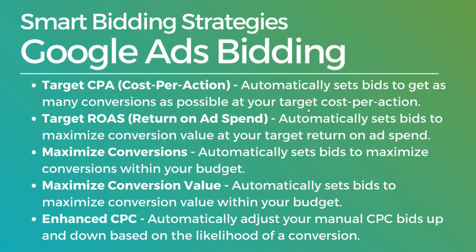Target return on ad spend is definitely more geared towards companies that sell a lot of different products at various price points, where you're going to automatically set your bids to maximize the conversion value at your target return on ad spend. If I know my break-even point is a 300% return on ad spend, then that would be the absolute minimum I would want to use for my overall campaign. And obviously, I would want to get it much higher than that minimum so that I'm actually profitable with my ads.